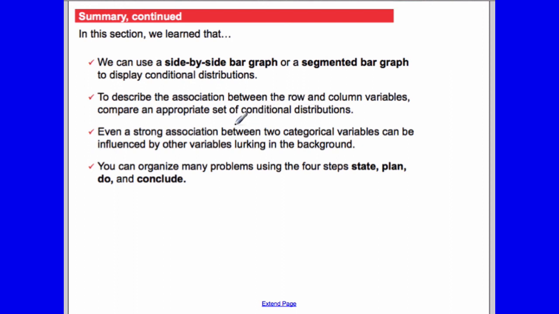Even a strong association between two categorical variables can be influenced by other variables, which we call lurking variables. We'll get into that more in another chapter. But keep in mind that there are other variables out there that might have an effect on these things. All we have to do is simply say there could be other lurking variables, and if we can pull some out, that would be great. We need to organize our thoughts, so we've got the state, plan, do, conclude scenario that you want to put on your paper, and then write out for each one of those what your thoughts are.